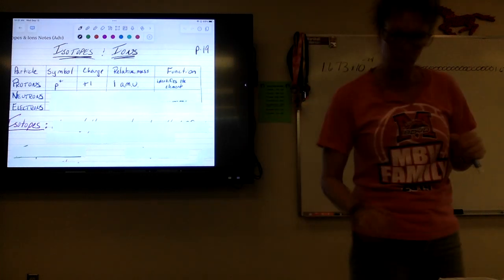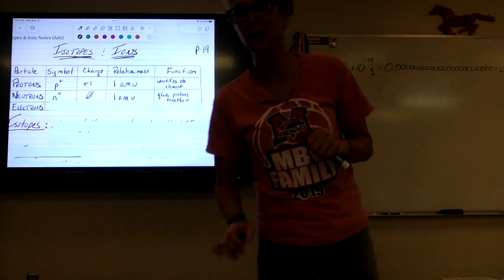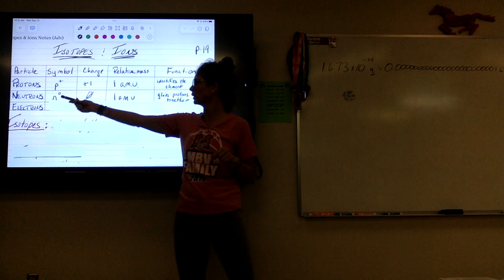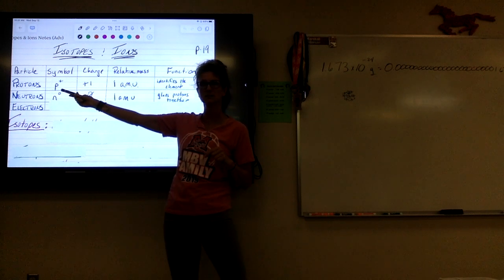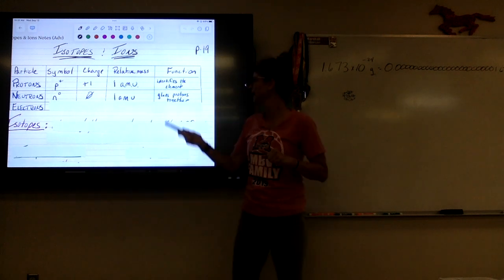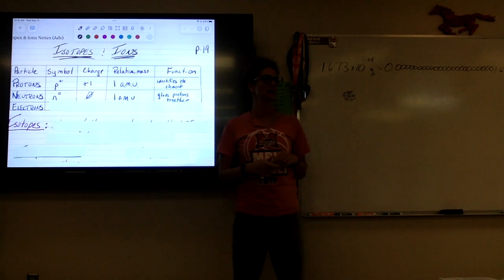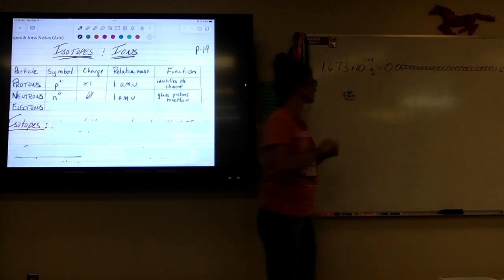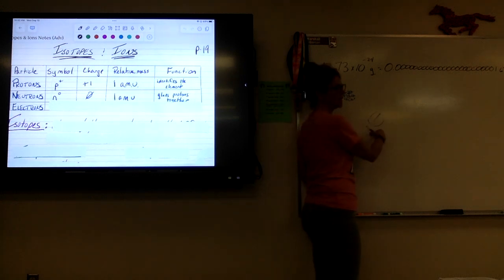So, the function of a neutron is to stabilize the nucleus. It glues the protons together. The symbol is a lowercase n with a 0 because it's got a 0 charge, and it has the same mass as a proton. The circle with the line through is the way I write 0 sometimes to make sure that you know I mean 0 and not an O.